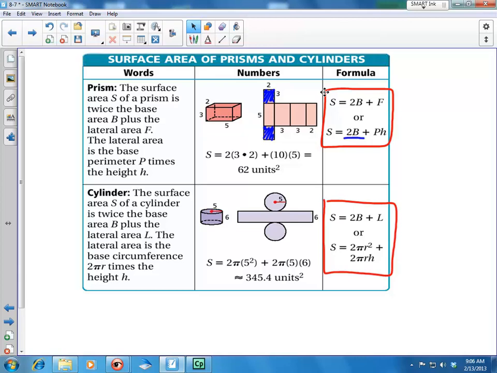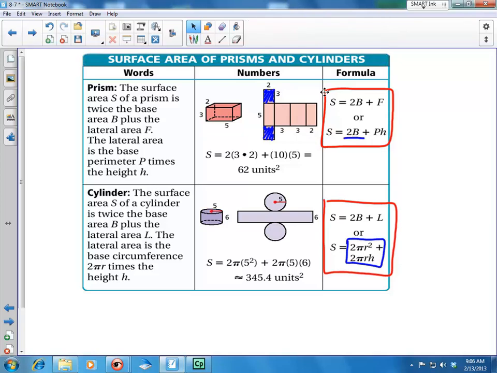And we'll do a couple of those together in just a moment. Let's take a look at the cylinder. The cylinder is a little bit different because how we find the big B is different, obviously, because the base is a circle. All right, so one of the formulas says surface area equals 2 big B plus L, which the L is, again, the lateral surface area. I would probably recommend using this formula right here because this is more spelled out for you. It tells you exactly what we need.